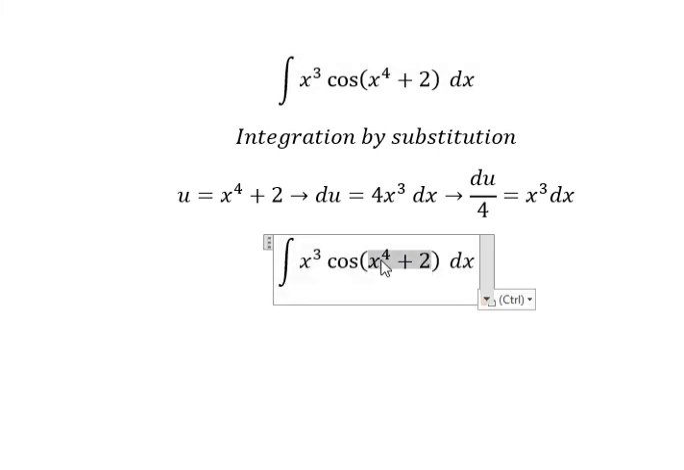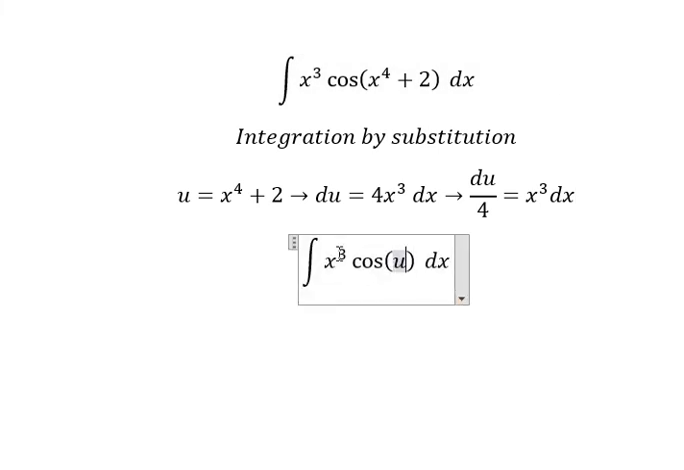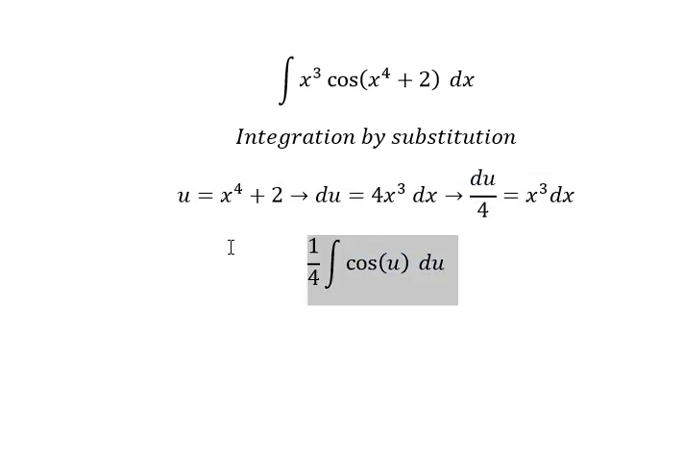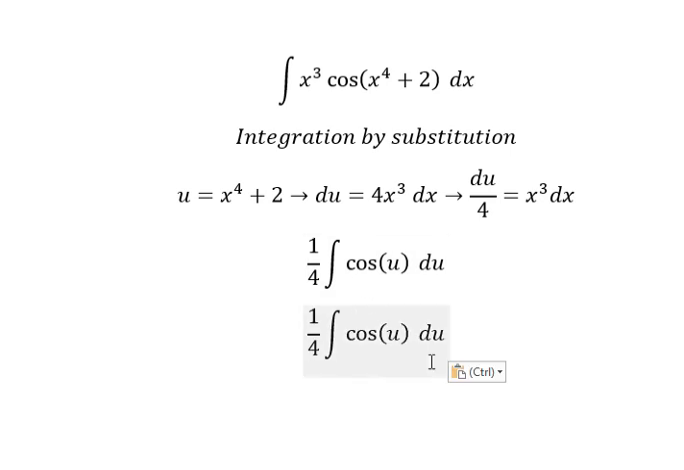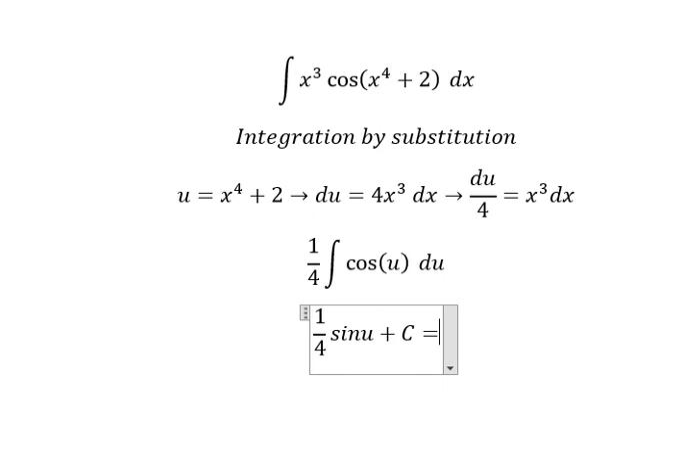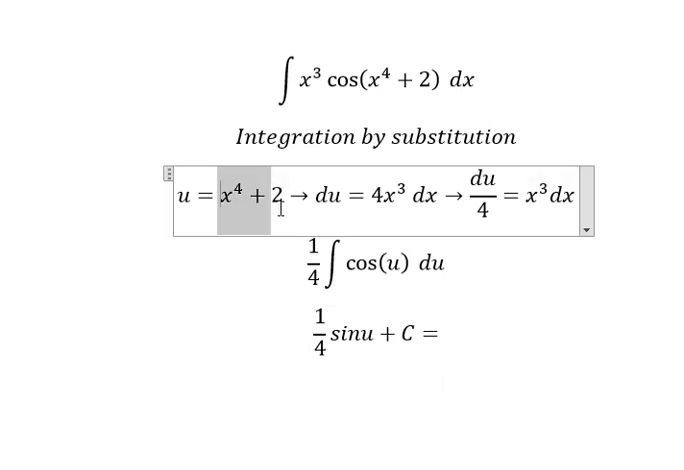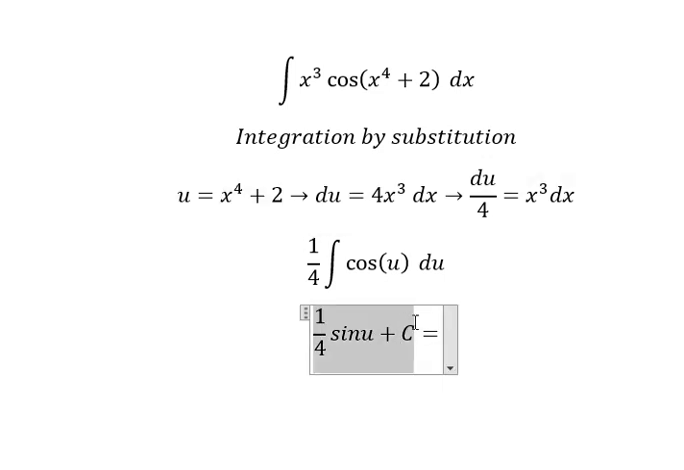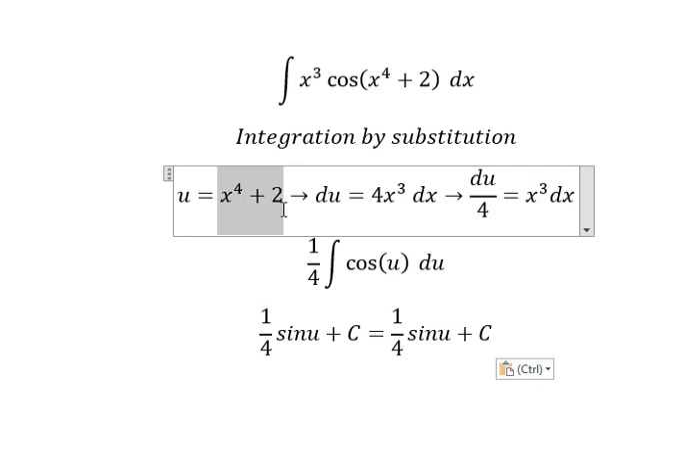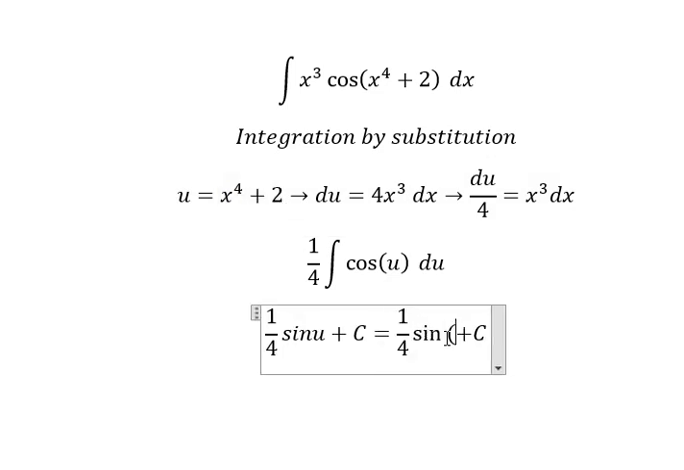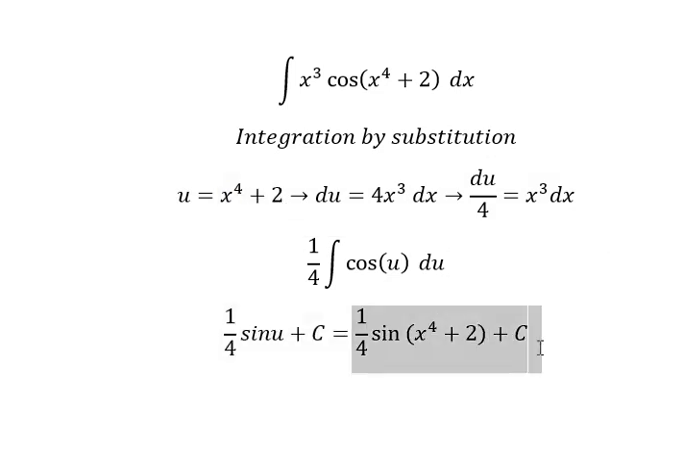So this one we change to du. S to the power of 3 ds we change to this one. The integration of cosine u is sine u, and we put plus c. Then u is this one. And this is the final answer.